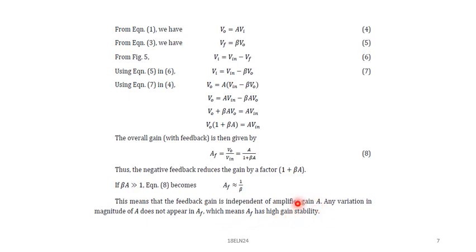So this is one of the advantages of a feedback amplifier. It depends upon the feedback factor. If there is any variation with respect to the feedback factor, the gain will change. It does not depend on the gain without feedback.